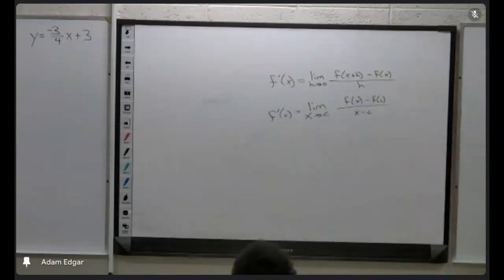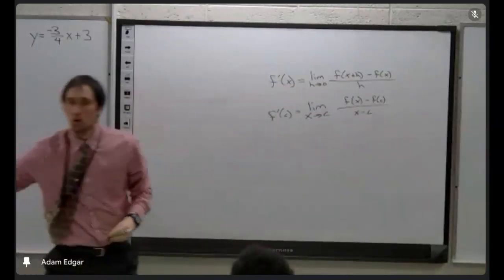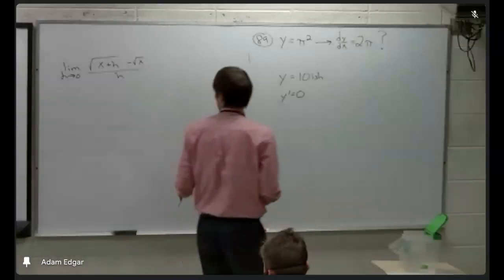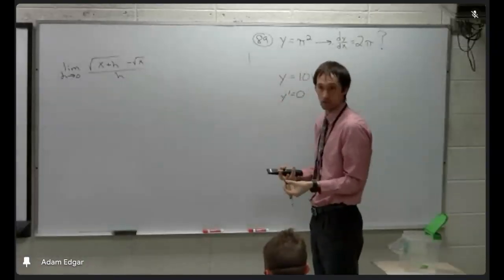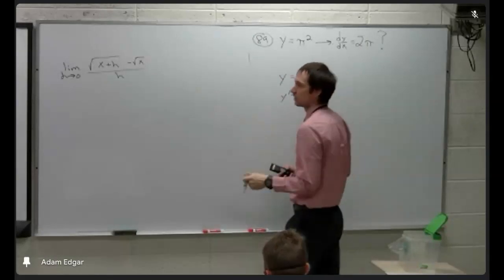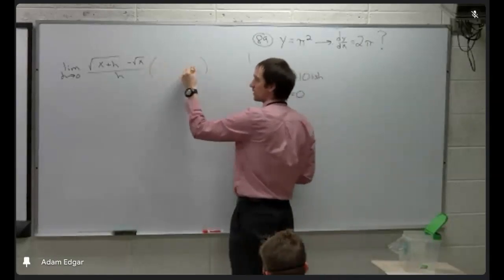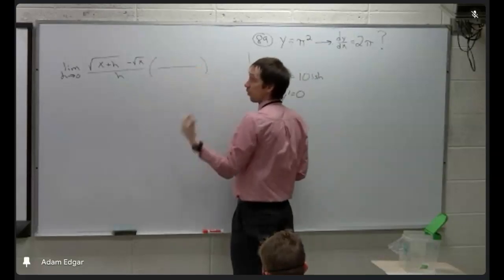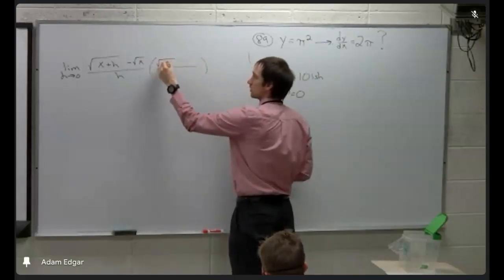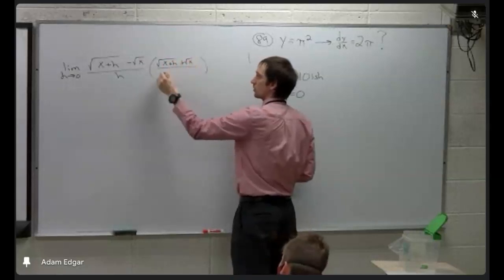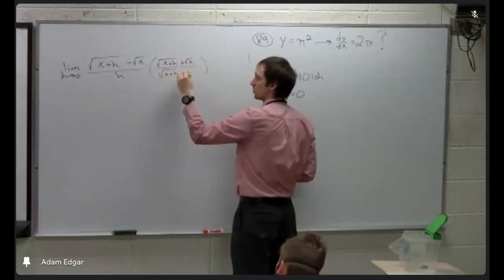Let's work through it here. I'm going to start setting this up. So the limit as h approaches 0 of root x plus h minus root x all over h. When you're dealing with a function involving radicals, what do you have to do to rationalize it? To rationalize it, you're multiplying by a fancy 1, where the numerator and denominator are what? Yep, so you're multiplying by the conjugate of the numerator. Same two terms, change the sign between them.